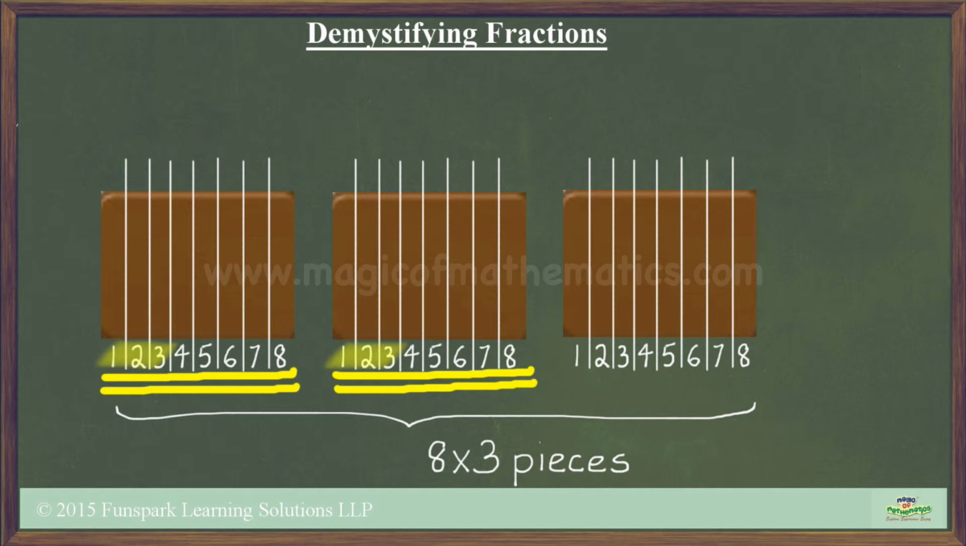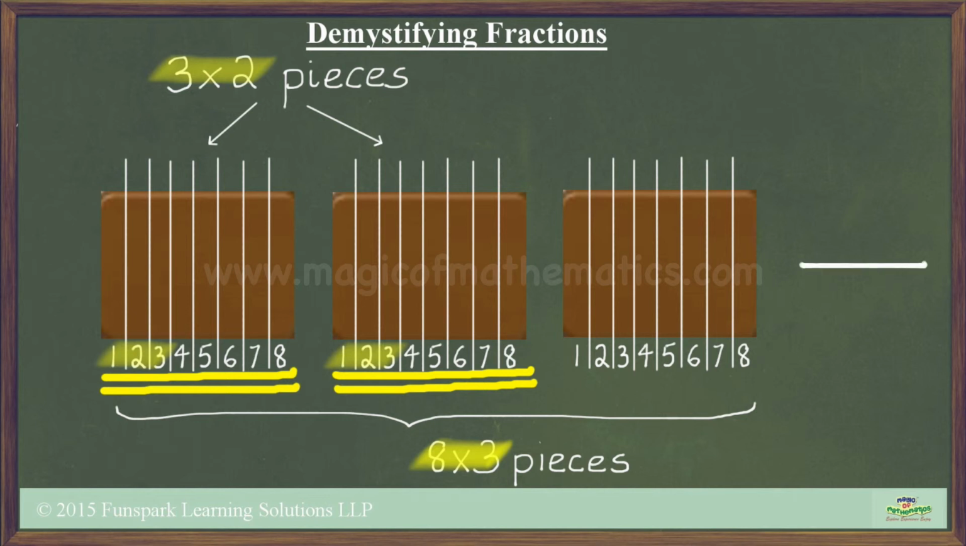That is, we need to consider 3 times 2 small pieces. It is obvious that the piece size has changed. As we saw before, we are talking about pieces of the size obtained by cutting the original chocolate into 8 times 3 pieces. We thus end up with 3 times 2 pieces of chocolate of the size obtained by cutting a chocolate into 8 times 3 pieces. We know that this translates to a fraction with 3 times 2 as the numerator and 8 times 3 as the denominator. Let us write down what we have observed.